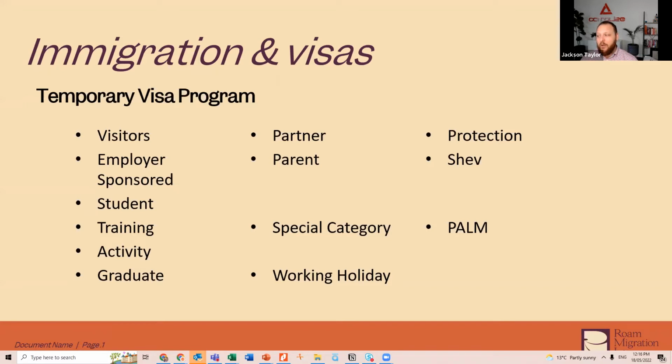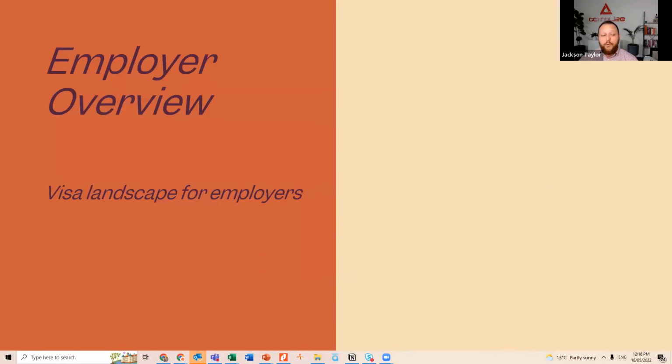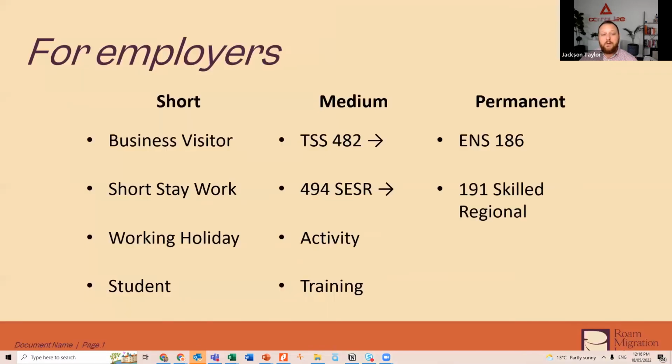We've got our working holiday visa, commonly known as the backpacker visa. We do have temporary protection and refugee visas. And then we've got PALM, which is the Pacific Australia Labour Mobility Scheme, which is a relatively new program aimed at bringing in agricultural workers and other workers to assist Australia, but also benefit our Pacific neighbours through remittances and so forth. So for employers, what are the key things that we need to be looking at and thinking about?